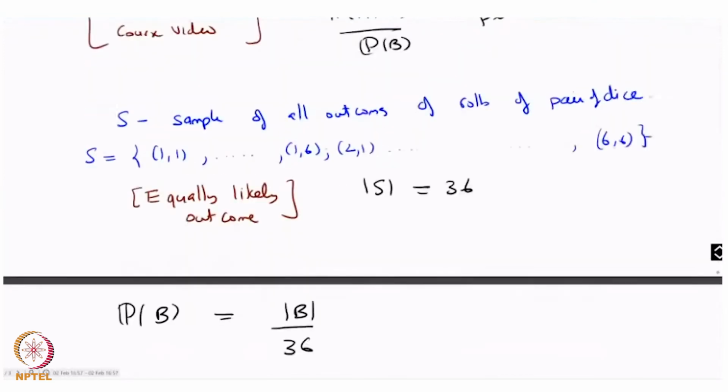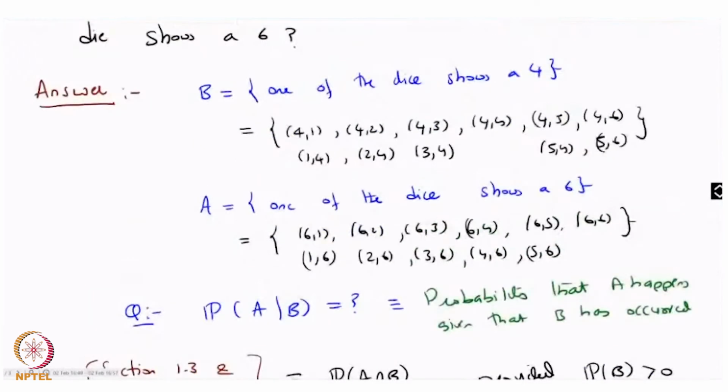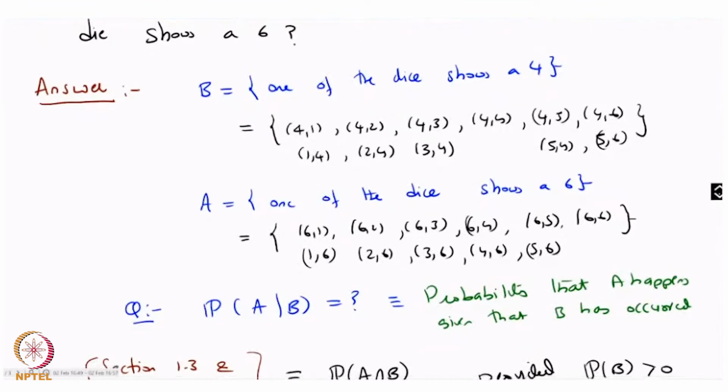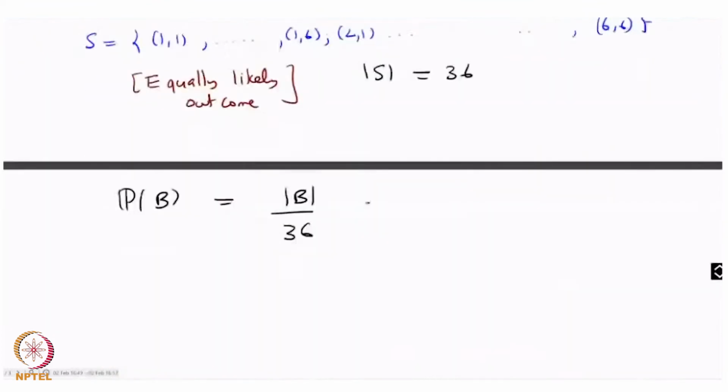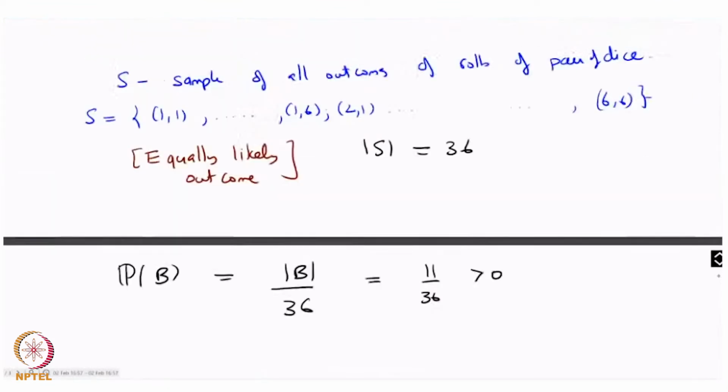Now if you go above and look at the size of B, it has 1, 2, 3, 4, 5, 6 in the first row, 1, 2, 3, 4, 5 in the second row. So there are 11 elements in B. Size of B is 11. So this is equal to 11 by 36. And it's indeed positive. So therefore, this formula will hold true.